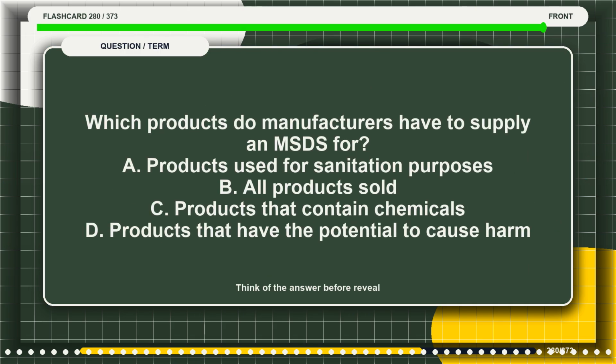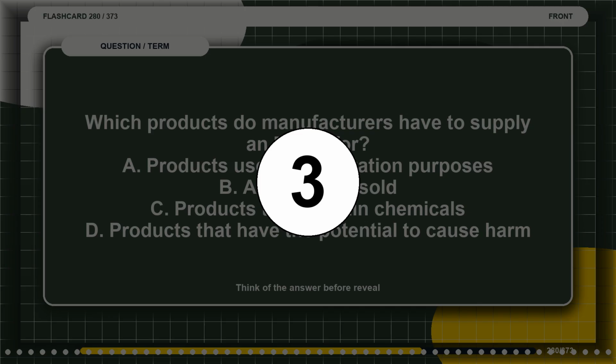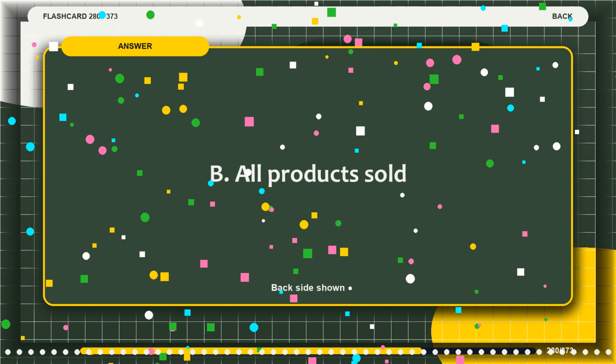Flashcard 280. Which products do manufacturers have to supply an MSDS for? A. Products used for sanitation purposes. B. All products sold. C. Products that contain chemicals. D. Products that have the potential to cause harm. Think of the answer before the reveal. The answer is B. All products sold.